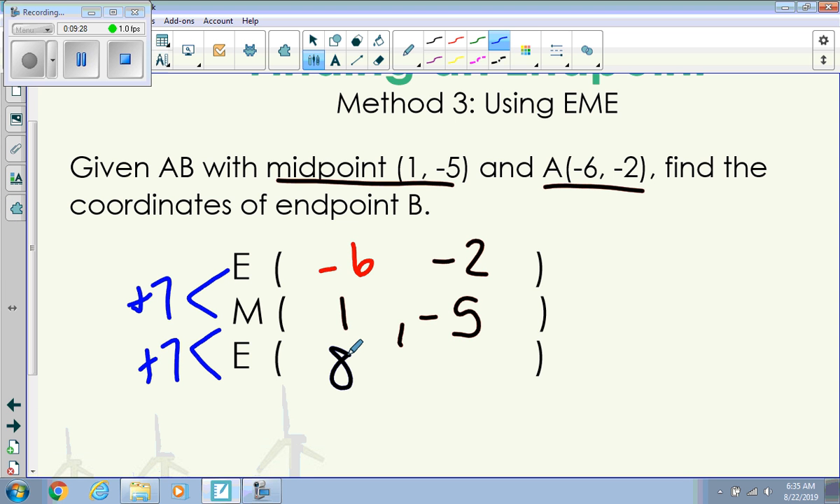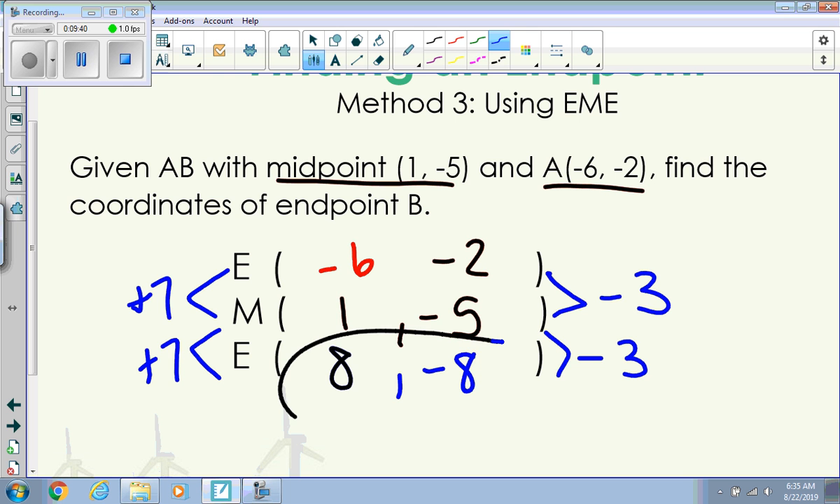All right, so now we have -2 to -5. We've subtracted 3, so we're going to subtract 3 from -5 to give us -8. And that's going to be our new endpoint, 8, -8. Again, if you have any further questions, please see me in class.